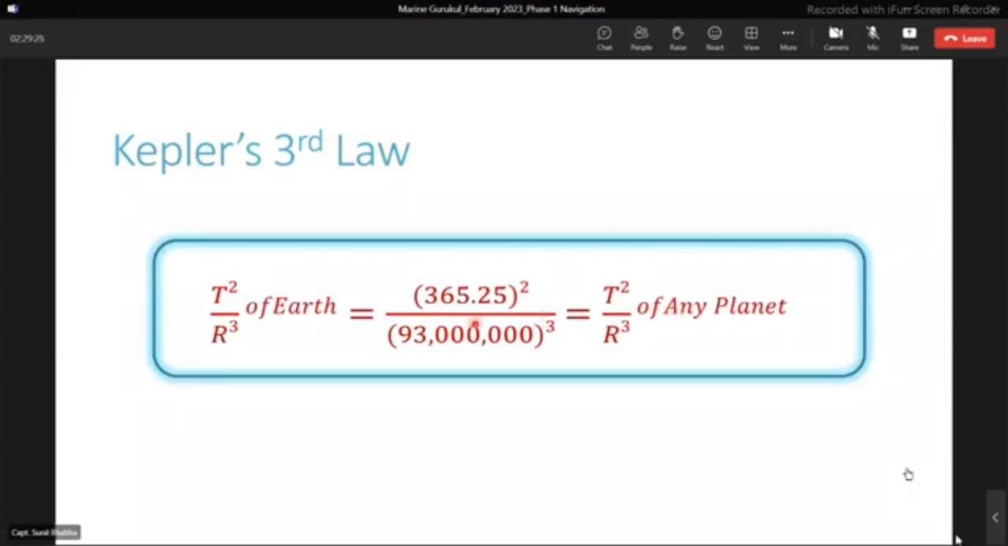For this, you need to be aware of these two values: the orbital time period of the Earth, 365.25 days, and the mean orbital radius of the Earth, 93 into 10 raised to power 6 miles. These figures are not given in the question. It is expected that the candidate is aware of these figures to be used in a numerical based on Kepler's laws.